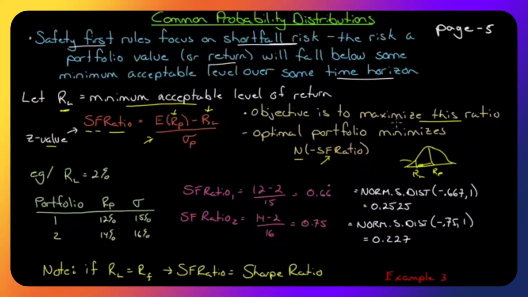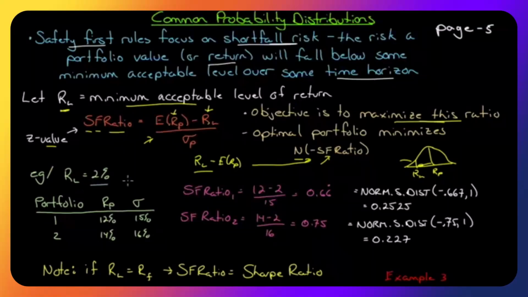However, because our goal is to maximize this ratio, rather than the numerator being RL minus ERP, which would give us the negative z-value, we flip it around and say, let's maximize the safety first ratio. If it were the other way around, we would then be minimizing both. It would seem to make more sense to me, but there it is. All right, let's put it in practice.